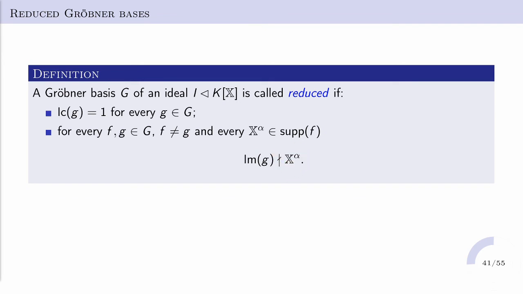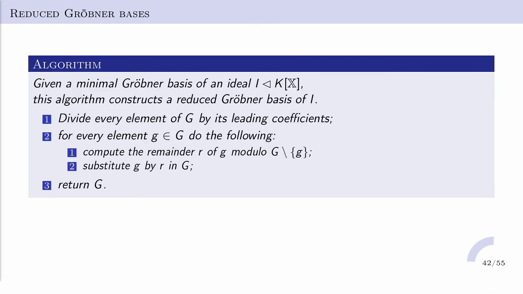In addition, the second axiom is that all the polynomials are monic, so the leading coefficient of every polynomial is 1. This is mostly to ensure that the reduced Grobner basis is unique. But the really important axiom is the first one. The algorithm that produces a reduced Grobner basis out of a minimal Grobner basis is again a straightforward application of the preceding theorem. So first of all, we normalize all the elements.